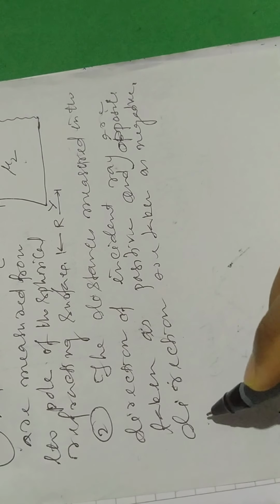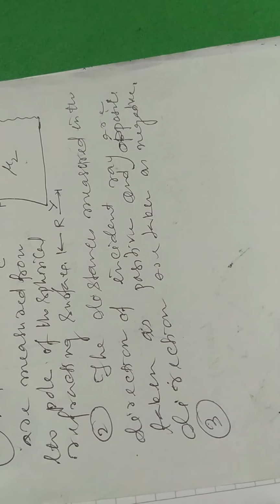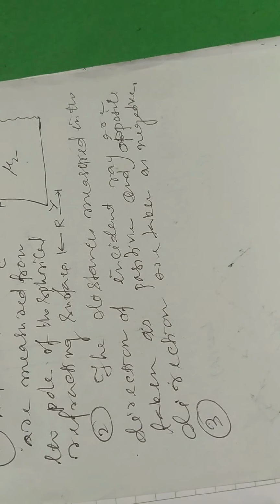And number 3, the length of the image and object above the principal axis are taken as positive, and below the principal axis are taken as negative.